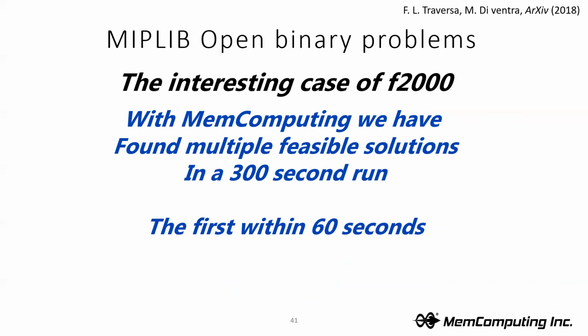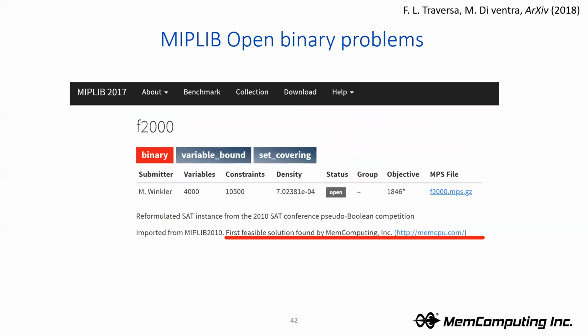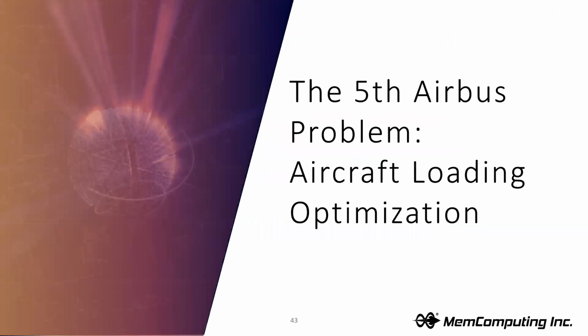And while we were benchmarking our system, we found a solution within 60 seconds, the first one, and then multiple solutions just by running longer. And it was a great achievement for our first prototype of integer programming solver using MemComputing. And in fact, now on the website it reports that we have solved this problem. We've been the first, after 8 years, to solve F2000.